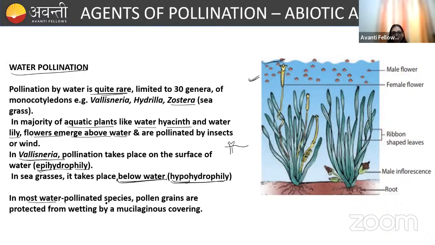In most of the water pollinated species, the pollen grains are protected from wetting by a mucilaginous covering. Because if the pollen gets wet, it will become heavy and settle down, which will affect the water pollination. So the pollen grains are covered by the mucilaginous covering to protect them from getting wet.